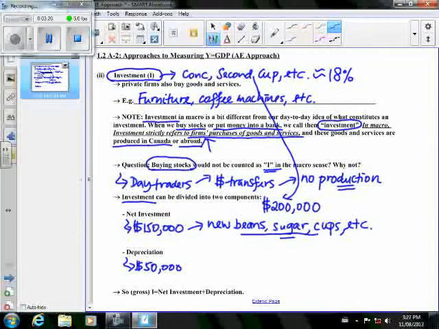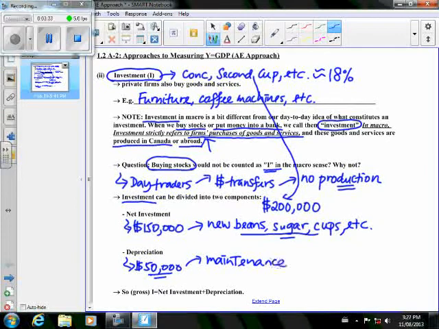At the same time though, a typical firm tends to budget some money to actually pay for maintenance. Maybe one of the chairs needs to be fixed, or one of the coffee machines needs to be fixed. Expenditure on maintenance, we call that depreciation. So altogether, whatever a firm would spend, we can divide it into net investment, buying new stuff, or depreciation to fix the old stuff.